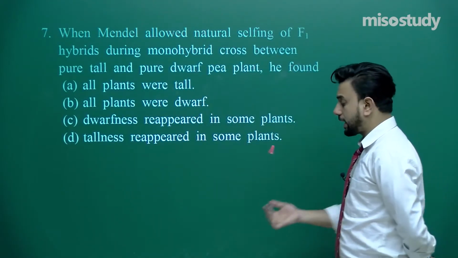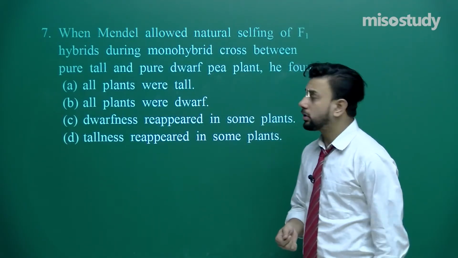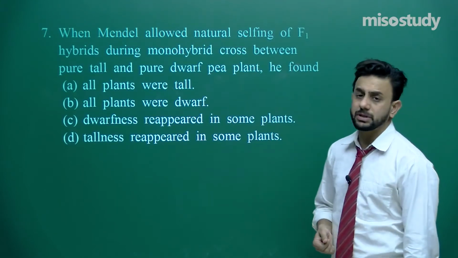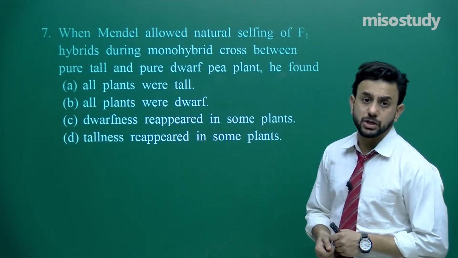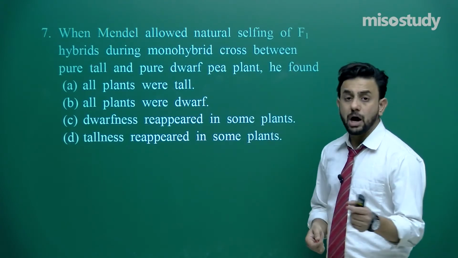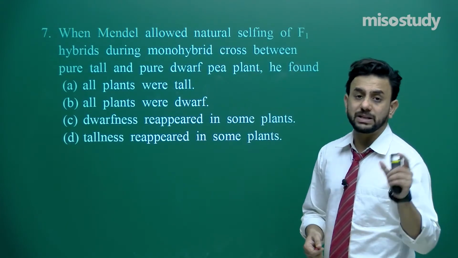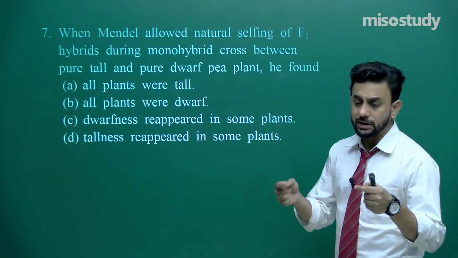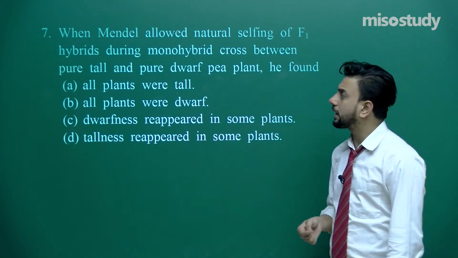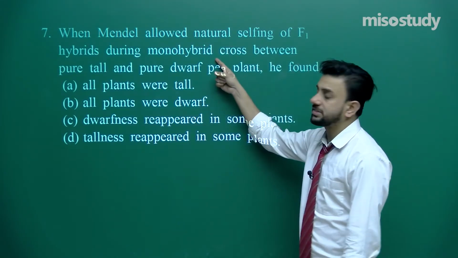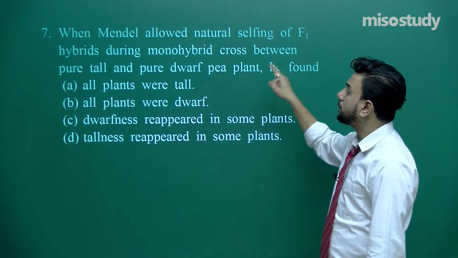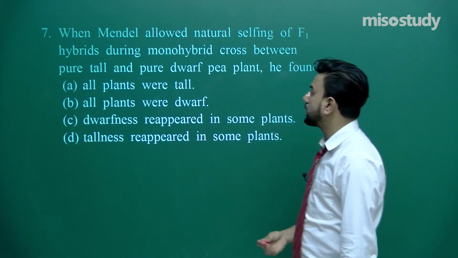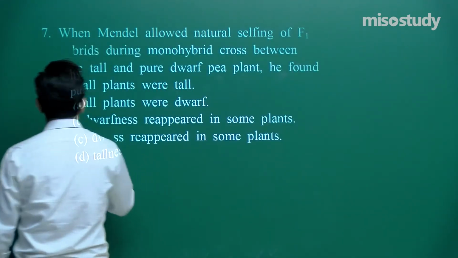Let us read the question again with some impetus. When Mendel allowed natural selfing of F1 hybrids, so there will be selfing of the hybrid F1 generation over here, but how will the F1 be produced? Not by selfing, but by the crossing of the parents. So, what will be the parents? During a monohybrid cross, that is involving one trait, the cross will be made between a pure tall and a pure dwarf pea plant.